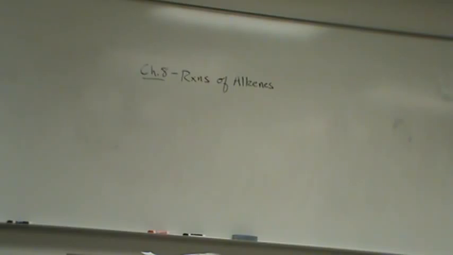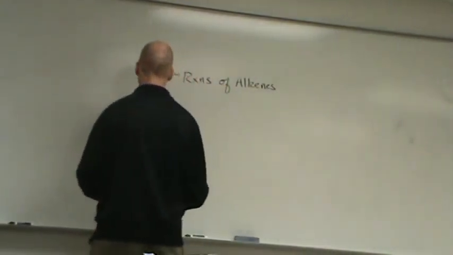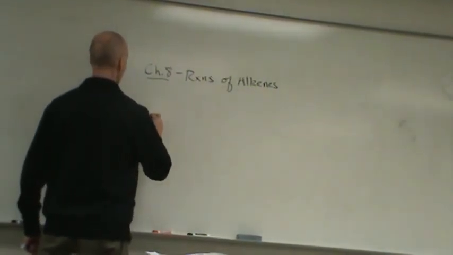Okay. So far we've been looking at how alkenes form. They form through what? Elimination reactions. Okay. Now we want to look at how these things react. So chapter 8 is going to be filled with a bunch of reactions. So if you have index cards, you want to start bringing those, so you can start writing these things down.